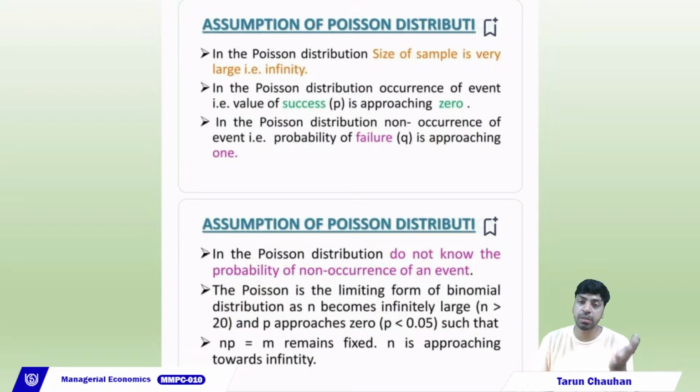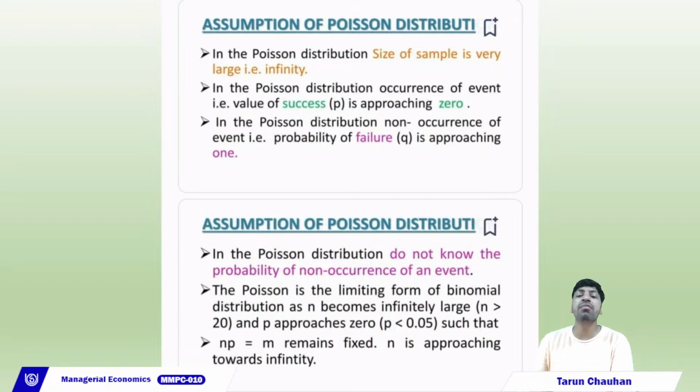So in the binomial question, we know the value of success and failure as well. But in the Poisson, we don't know about the failure. We don't know about whatever event has not occurred. Nobody knows, and that is an assumption in the Poisson distribution.